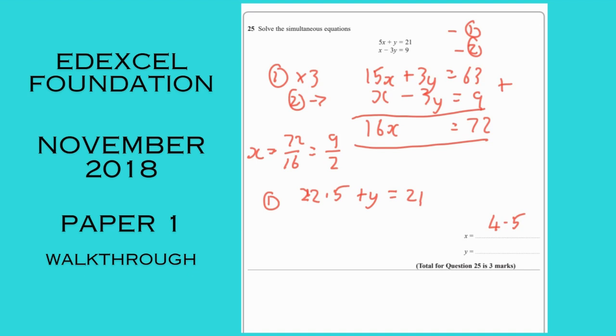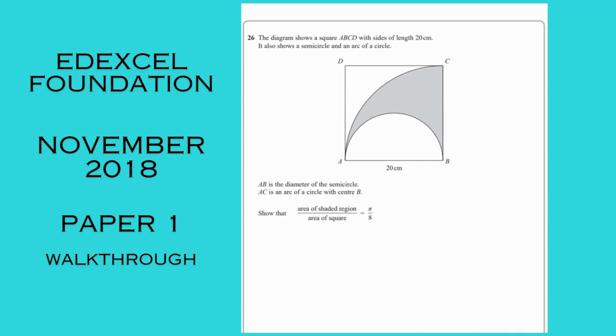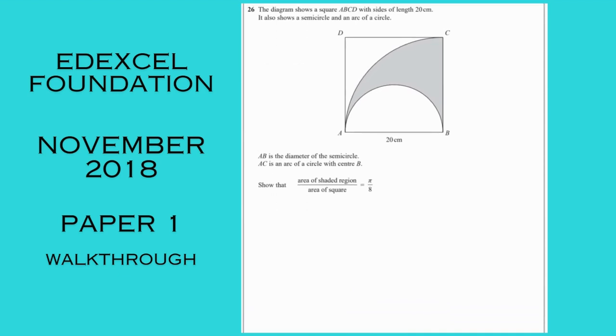Just a bit of common sense here. How do you add a number and it goes down? It's a minus. How much has it gone down by? 1.5. Not the friendliest simultaneous equations. Speaking of not the friendliest, number 26.